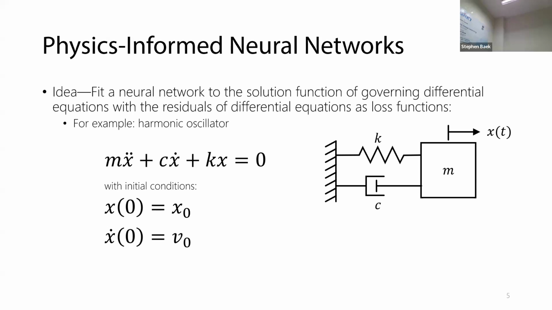And then for this ODE, we consider initial conditions where we have some initial position x0, and some initial velocity v0. And then given those initial position and velocity, what's going to be the position of the mass at an arbitrary time t is the question that we're interested in answering.